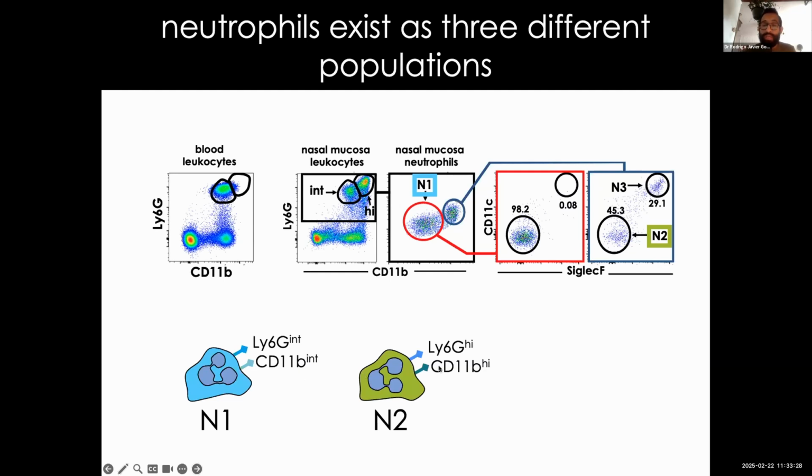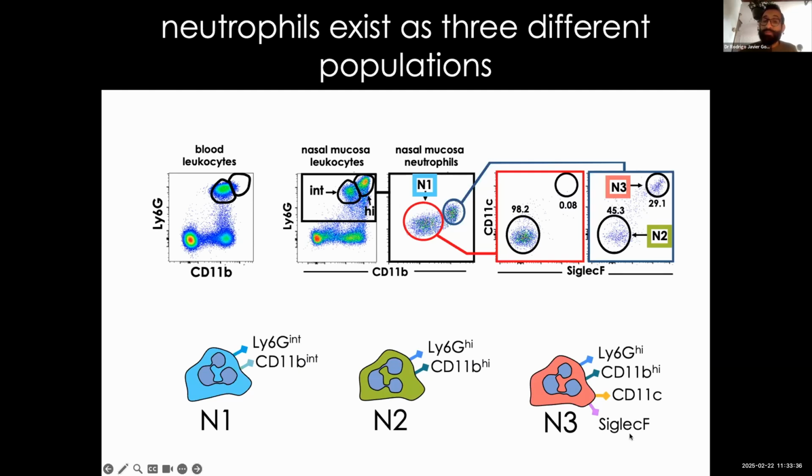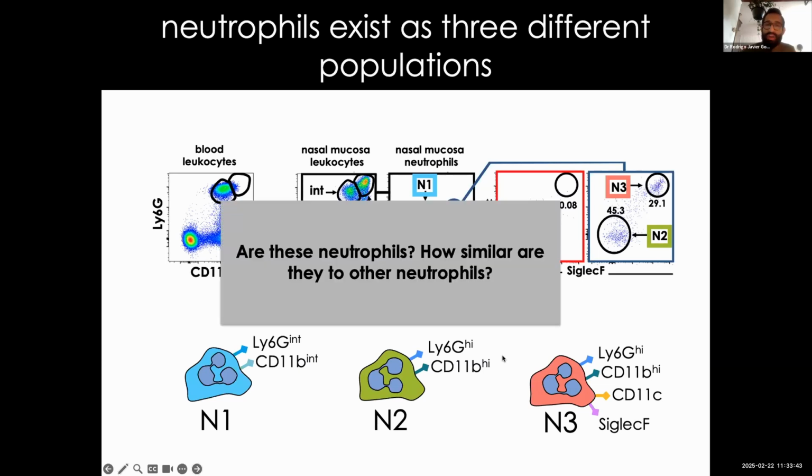And third, a population that we term N3, which is also high for the same two markers, but now this one is double positive for CD11c and Siglec-F. Especially considering that these two markers, CD11c and Siglec-F, are not common in neutrophils, we ask the question, are these truly neutrophils and how similar are they to other conventional neutrophils?